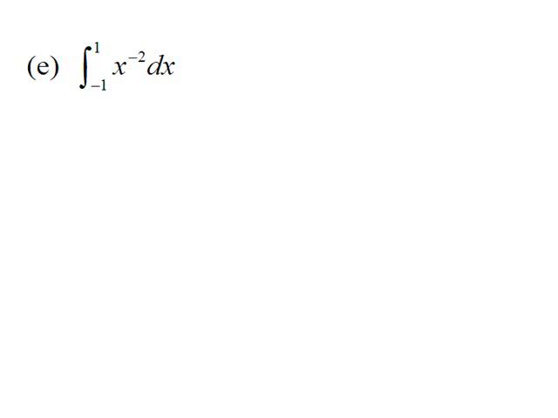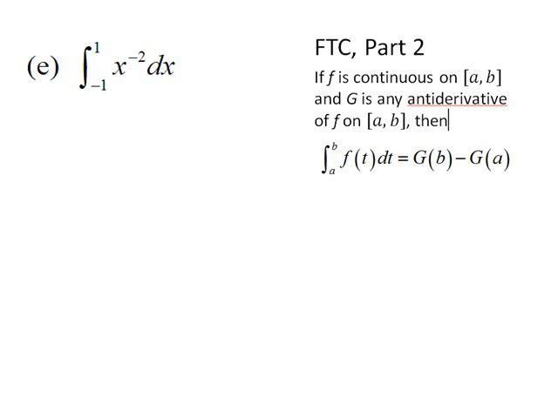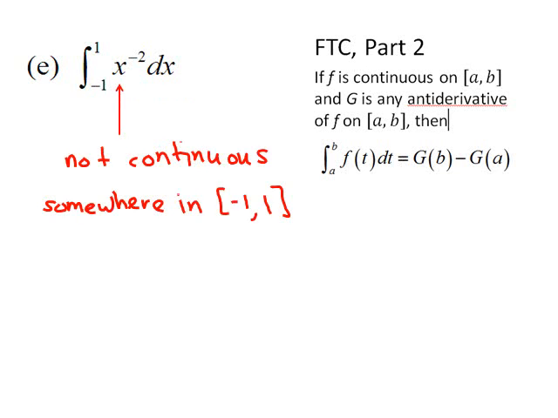In this problem, we won't be able to use the fundamental theorem to evaluate the integral. Recall from an earlier slide that the integrand must be continuous on the interval from a to b. Here, the function 1 over x squared is not continuous at 0, which is somewhere between -1 and 1. We'll have to revisit this problem in a later lesson.